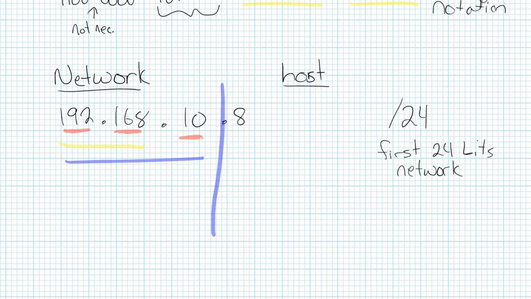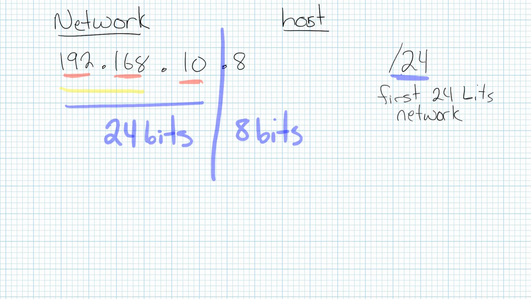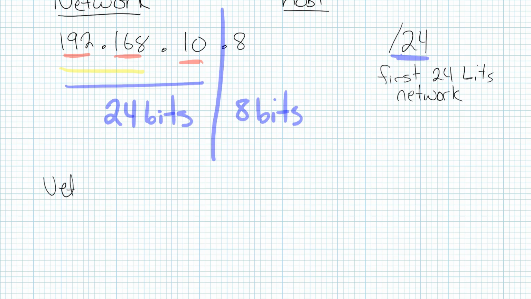So if we separate this address right on that dotted decimal line, we'll see that we have 24 bits over on this side, and we have 8 bits on this side. If we were to add those together, we would get our total of 32 bits, but as you can see here, we have that 24-bit / notation. Now, when we're looking at network and host portions, the network always comes first, and the host always comes last.